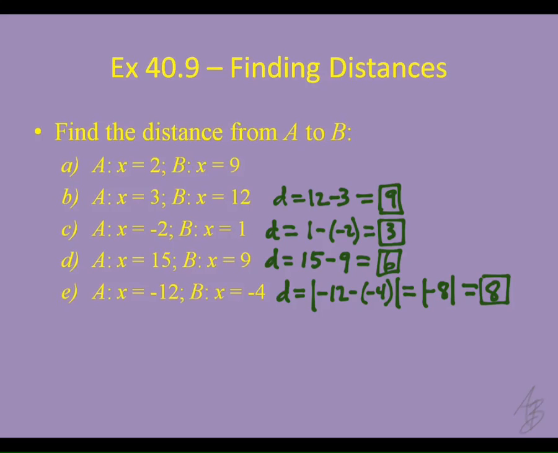And technically, the absolute value is in all of these. We just didn't need it because they were all positive, right? So as long as we get a positive number, we don't need the absolute values. Any questions about this one?